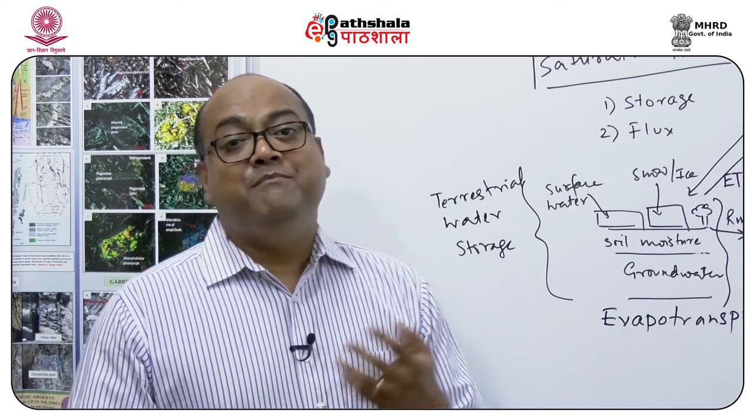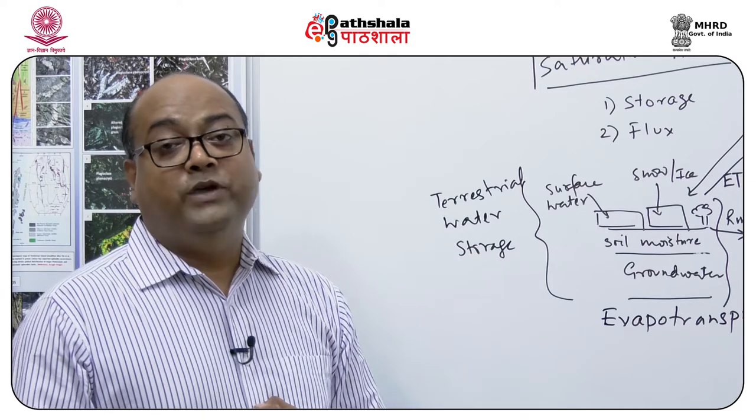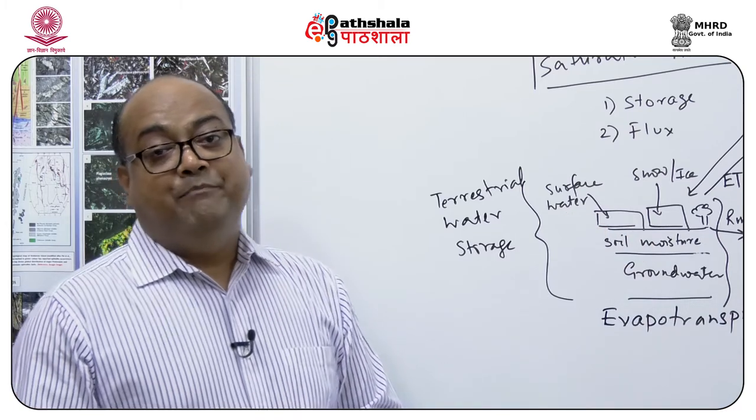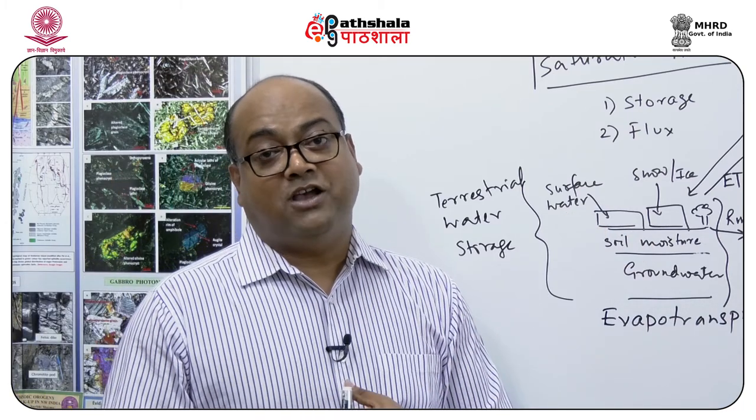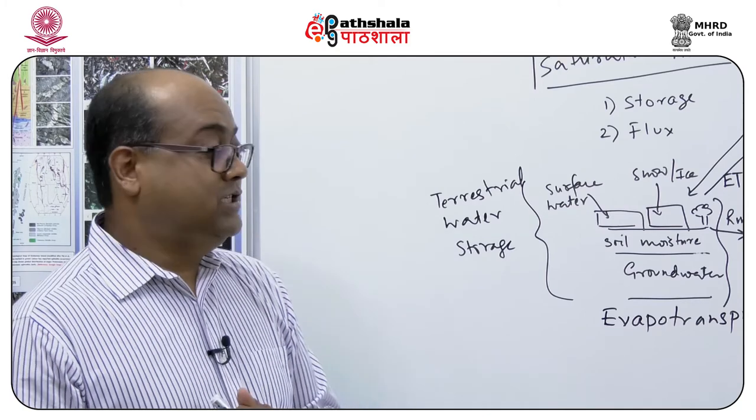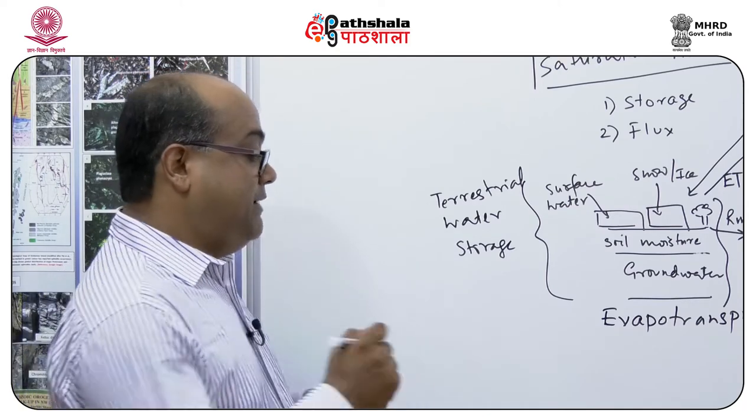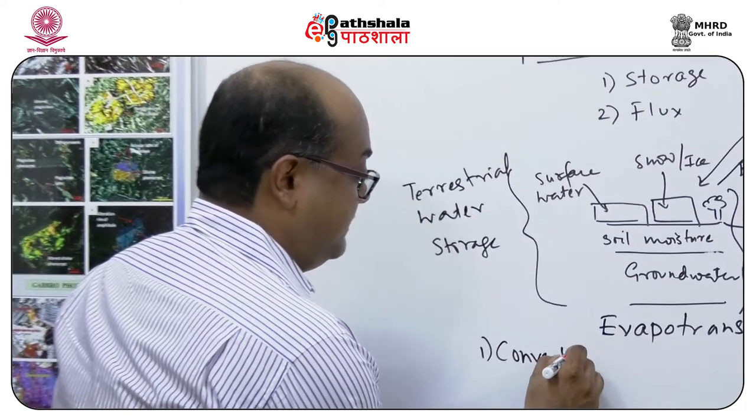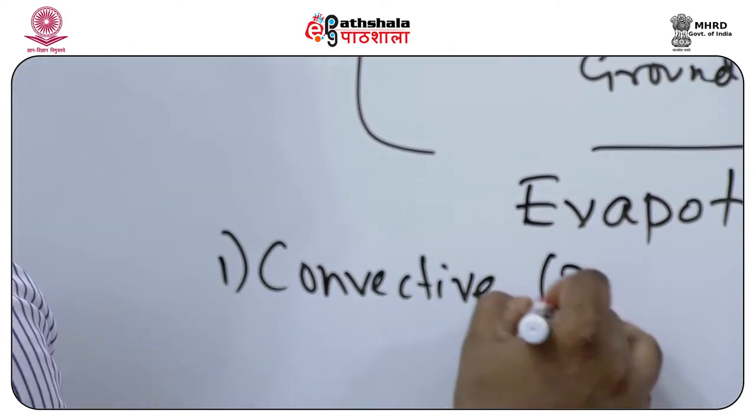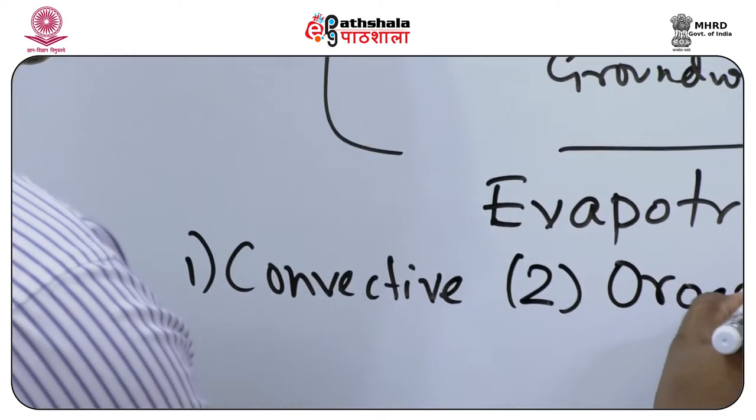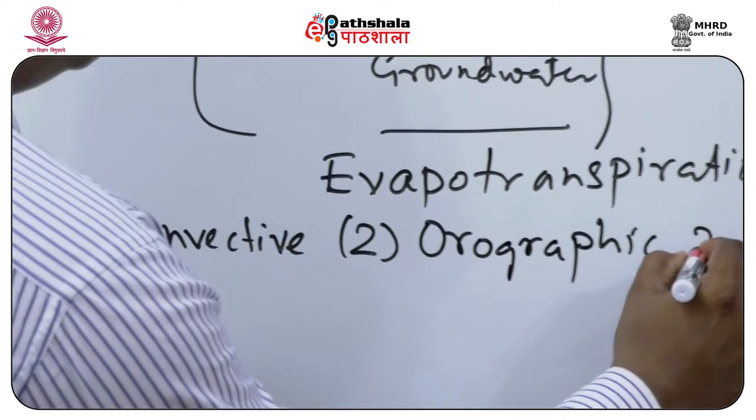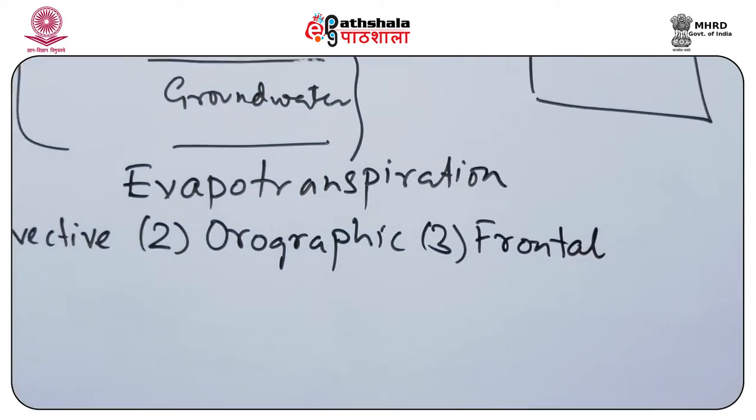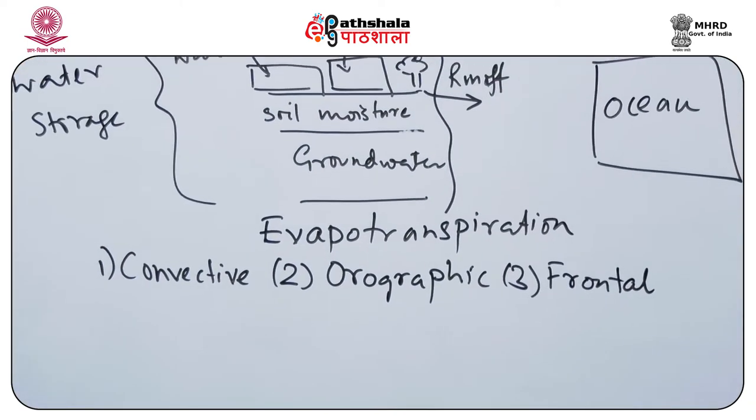Now, there are three major natural processes by which air is lifted and condensation can occur. Based on that, there are three different types of precipitation. One precipitation type is known as convective. Another is orographic, and the third is frontal. So these are the three different types of precipitation that occur.